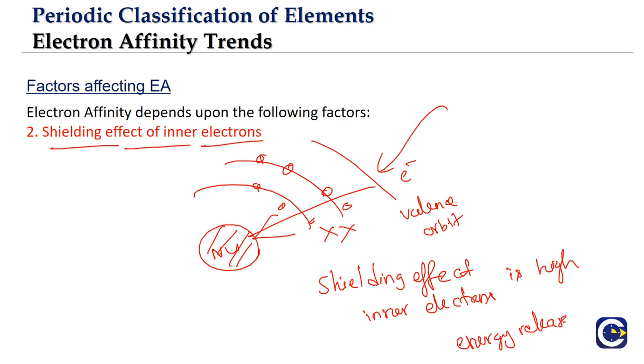is going to be less. Means if the shielding effect is more, then the electron affinity... shielding effect generally we will indicate with the shielding factor sigma. So if the shielding factor is more, the electron affinity value will be less. So this is about the relation between the shielding effect and the electron affinity value.